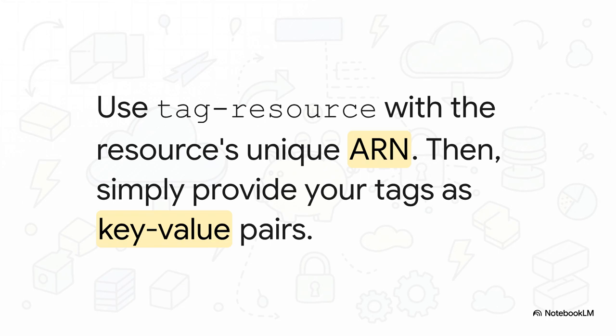Okay, let's look at a real example using the AWS CLI. We're calling the tag resource command. The first really important piece here is the dash resource ARN. You can think of the ARN as the resource's unique social security number. It's how we tell AWS exactly which Bedrock agent we want to tag. And after that, we just list out our tags as simple key-value pairs. Super straightforward and really easy to put into a script.